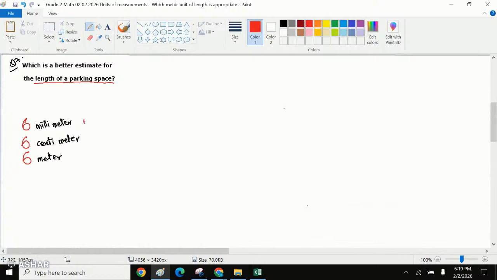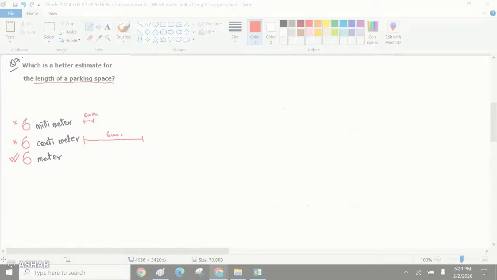6 millimeter is this length, right? Approx. Can you park a car in this space? No, I don't think so. If this was 6 centimeter, can you park a car in this space? No, we cannot, right? But 6 meters is a good enough space to park a car, right? Because in the previous question we said 5 meter is a good length for a car. Then the parking space would be a little bigger than the length of the car. It has to be a little more than the length of the car. So 6 meters is a better estimate. Okay.